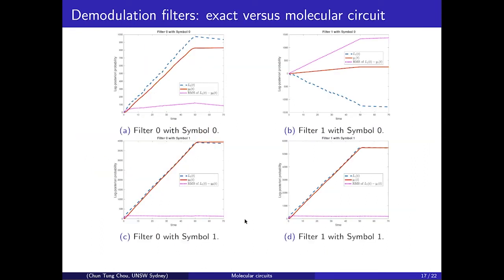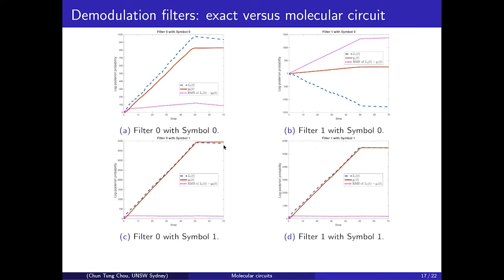So what I will do is I will show you some results over here now. There are two possibilities that we consider, whether the transmitter has sent symbol 1 or symbol 0. So we start with saying that the transmitter has sent symbol 1. There are two filters, filter 0 and filter 1. Now there are a few curves here. The blue dash curve here tells you the accurate log likelihood computed by using computers, and the red curve here is the one from the molecular circuits.